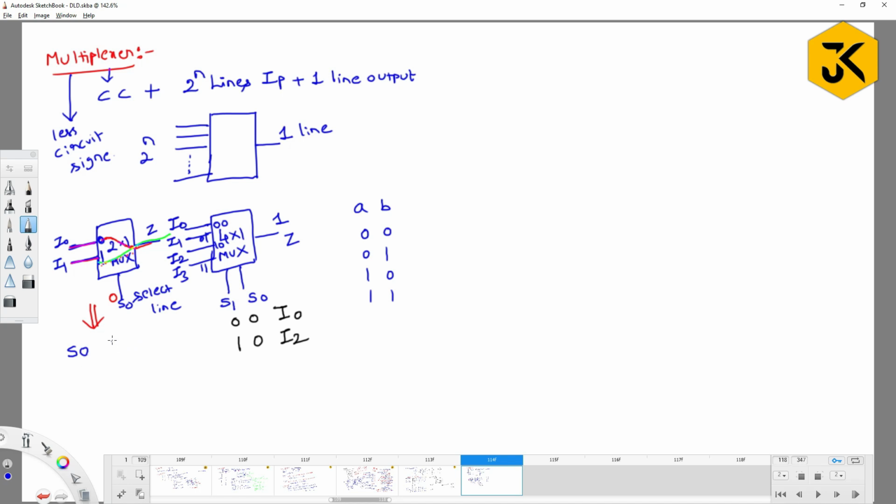When I give S0 as input, what is the respective output you are going to get? If you give S0 as 0, what is the output you are expecting? I0. If I give the input as 1, what is the output you are expecting? I1. So this one I can call the characteristic table.